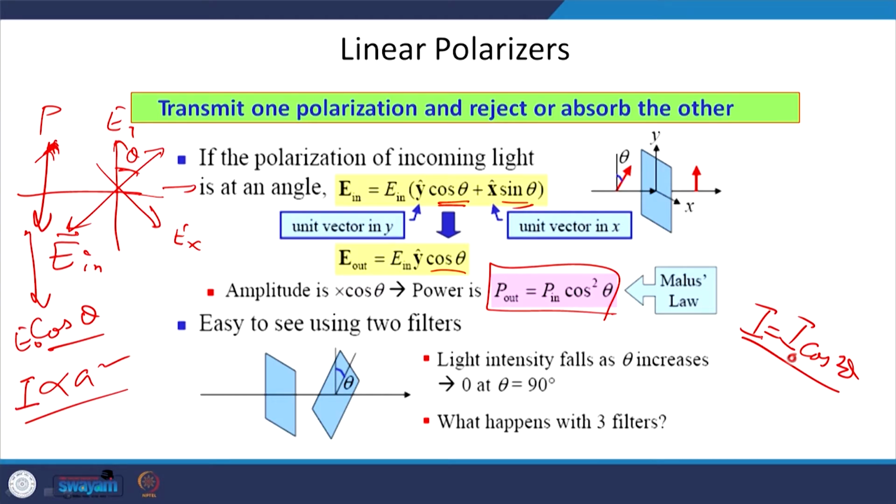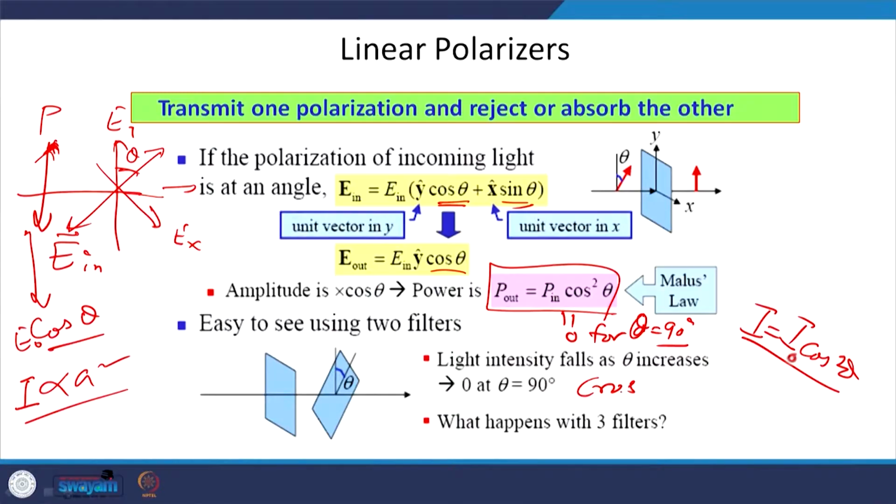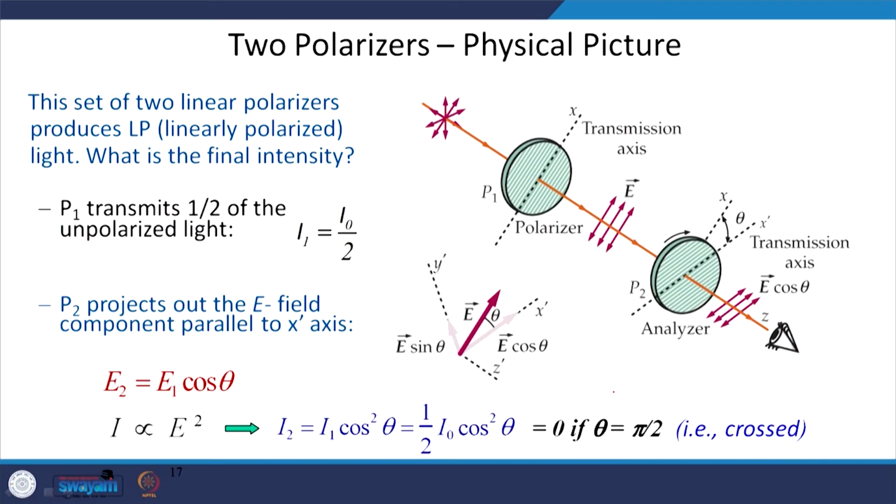If theta is equal to 90 degrees, what will happen? This term will become equal to 0 for theta equal to 90 degrees. So, there will not be any light. So, if you have a polarizer like this and a polarizer like this, whose pass axes are at 90 degrees to each other, they are called crossed polarizers, and you do not see any light coming through. Now, if you have a set of two polarizers, what is the final intensity?